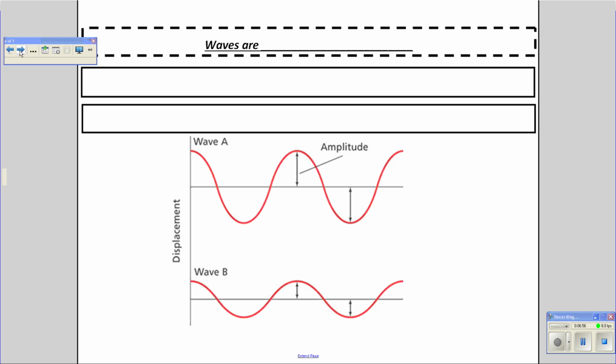Now, waves are energy. Waves allow for the transfer of energy from one point to another. Waves are a form of energy. Okay? Or form of energy transfer.